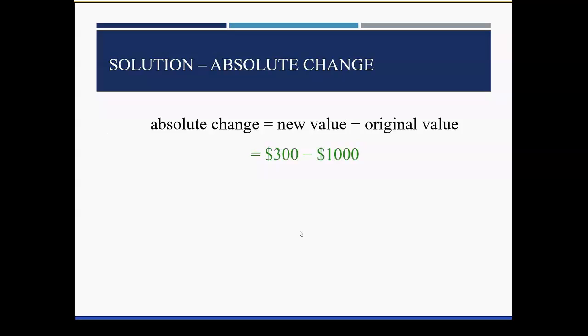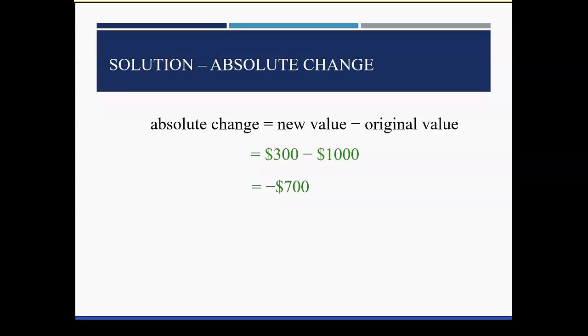So I subtracted, and I need new minus original in that order, because in this case it's negative. The negatives do make a difference. When they are positive, it means it was an increase, and negatives represent decreases.